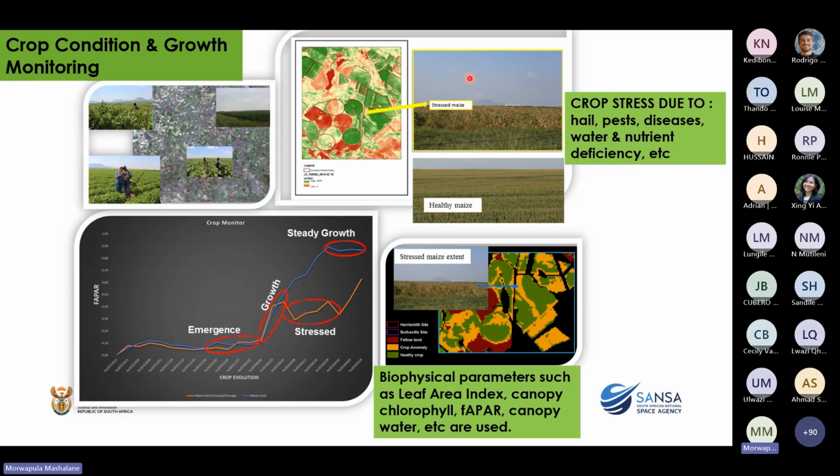If you look at where I'm pointing and where the arrow is, this area is like this because we went to the field and checked. This stressed maize was damaged due to the application of a lot of fertilizer. So we can also monitor the growth, as I showed in the previous slide, whether the crops are growing steadily or they are stressed, and then you know what to do as a farmer.